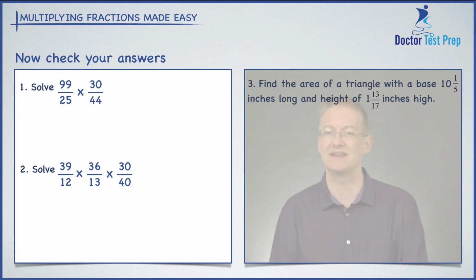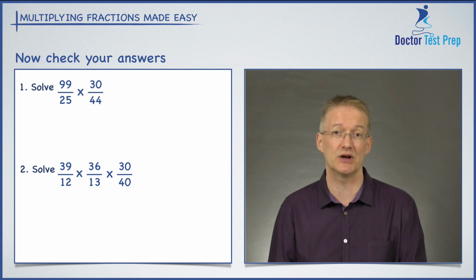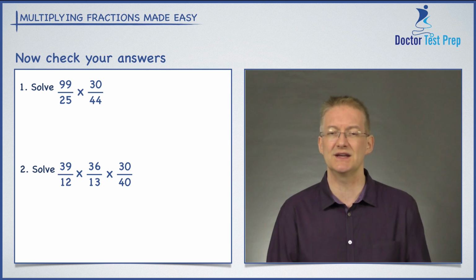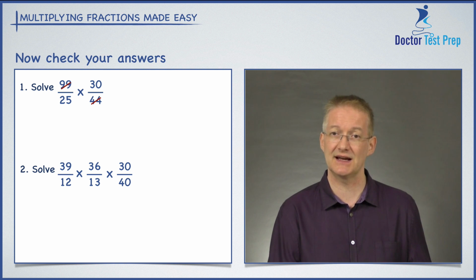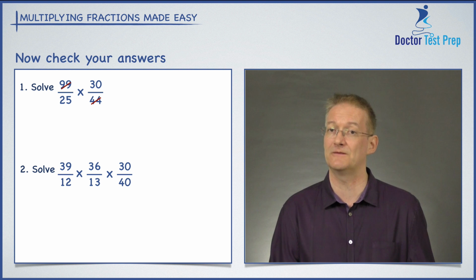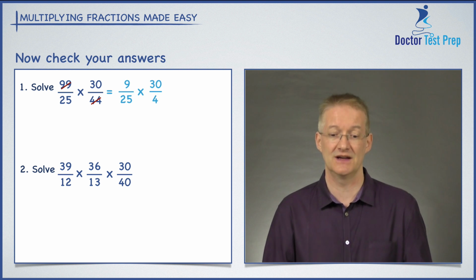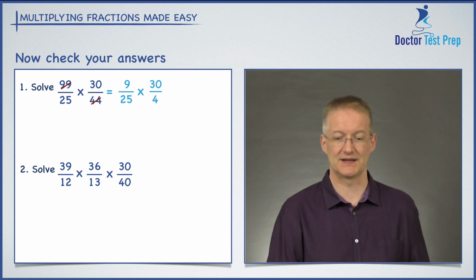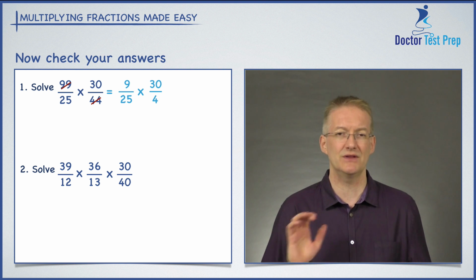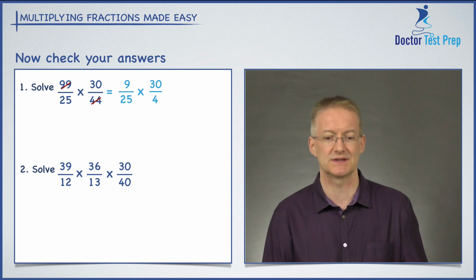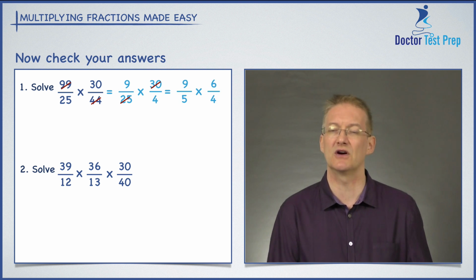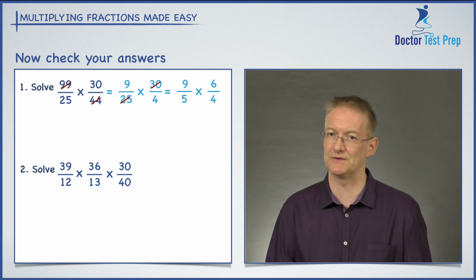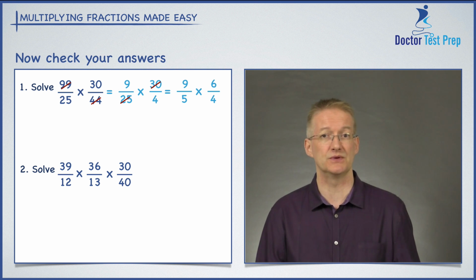Okay, so welcome back. Let's have a look at your answer to number 1. So we had 99 over 25 times 30 over 44. Now the first thing I noticed here is 11 goes into both the 99 and the 44. It goes into 99 9 times, and it goes into 44 4 times. So I have 9 over 25 times 30 over 4. Great. Then I'm looking at the 25 and the 30 and I'm thinking, 5 goes into both of those. So 5 goes into 25 5 times, 5 goes into 30 6 times, so I've got 9 over 5 times 6 over 4.